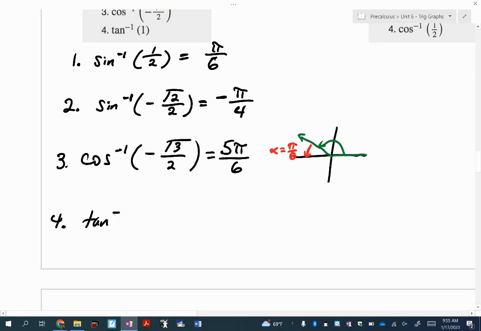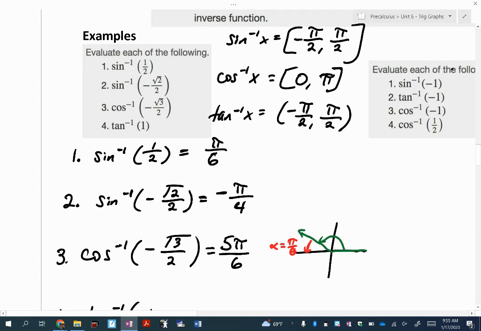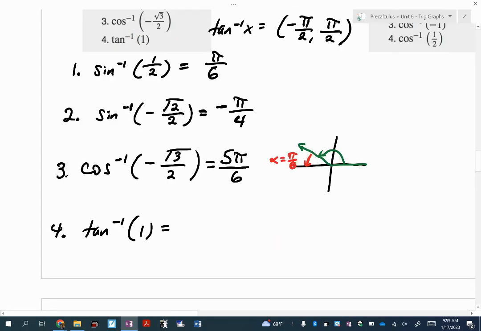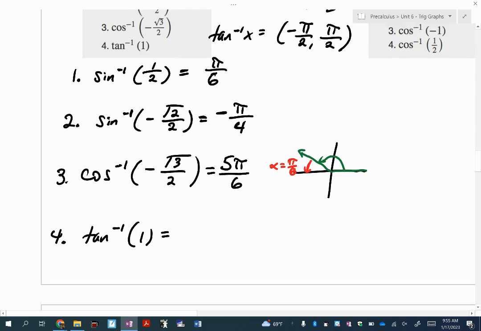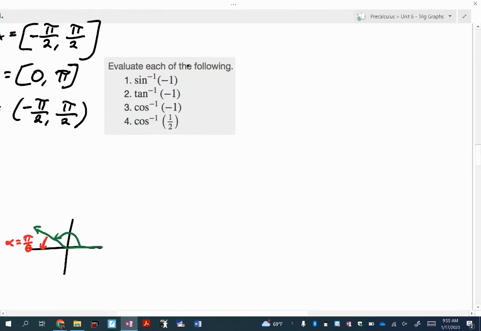All right, tangent to the negative first power of 1. Using my restriction here for tangent, that's going to be negative pi over 2 to pi over 2. So it's just like sine, but you don't include the pi over 2s. Those are asymptotes. All right, so tangent of some special angle, which is 1, that's going to be 45 degrees, or pi over 4. And pi over 4 is actually in that interval, so it just is pi over 4. Okay, let's try some other ones.